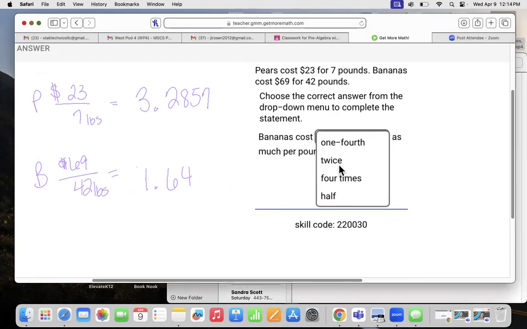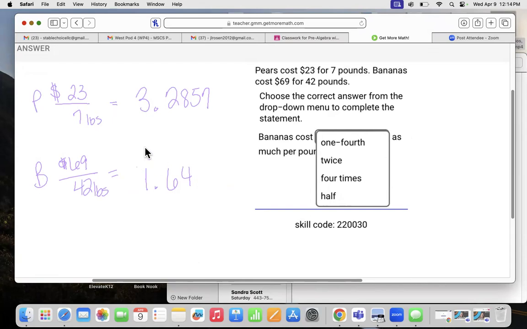So it's not going to be twice because the bananas are not more expensive. It's not going to be 4 times, right? Because we're actually going smaller here. So it's either 1/4 or 1/2. 1/4 means divided by 4. 1/2 means divided by 2.